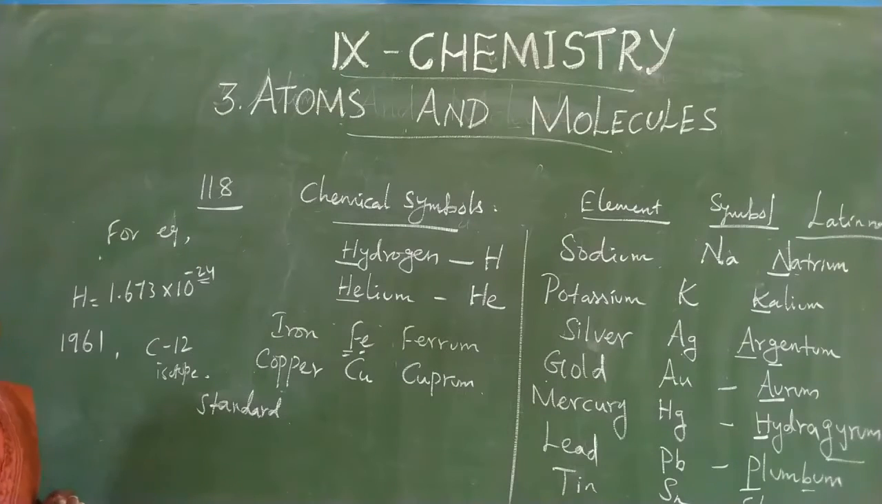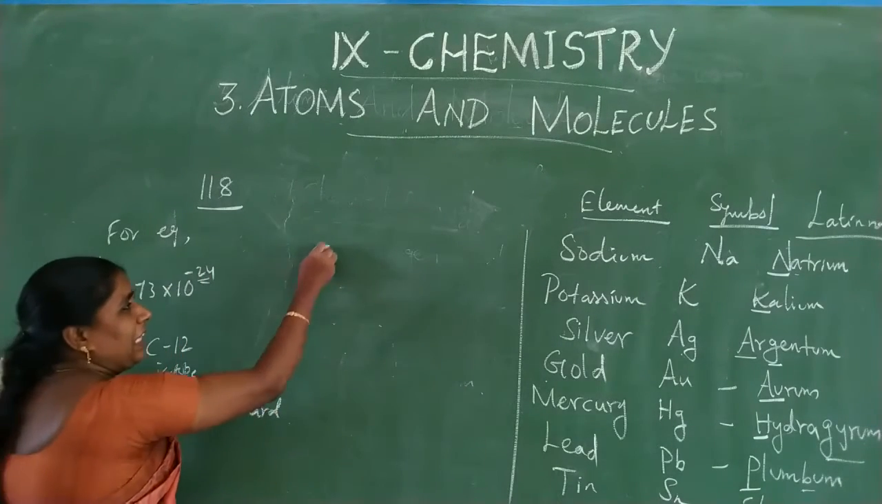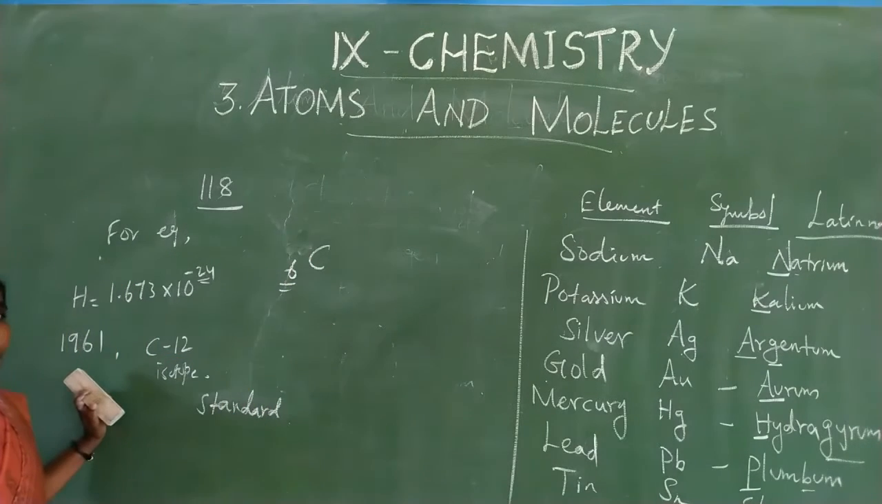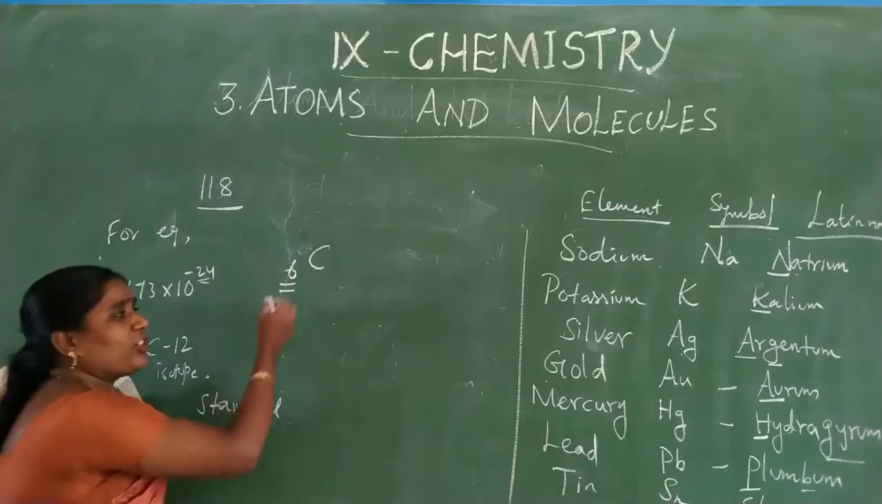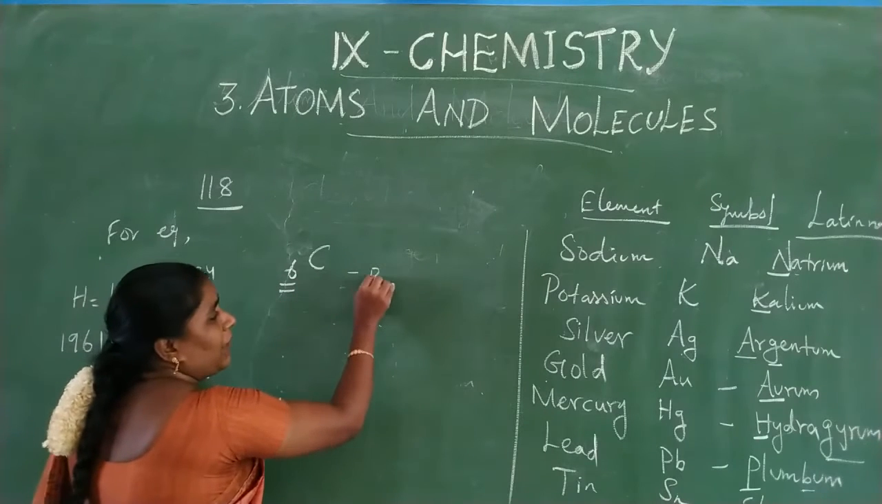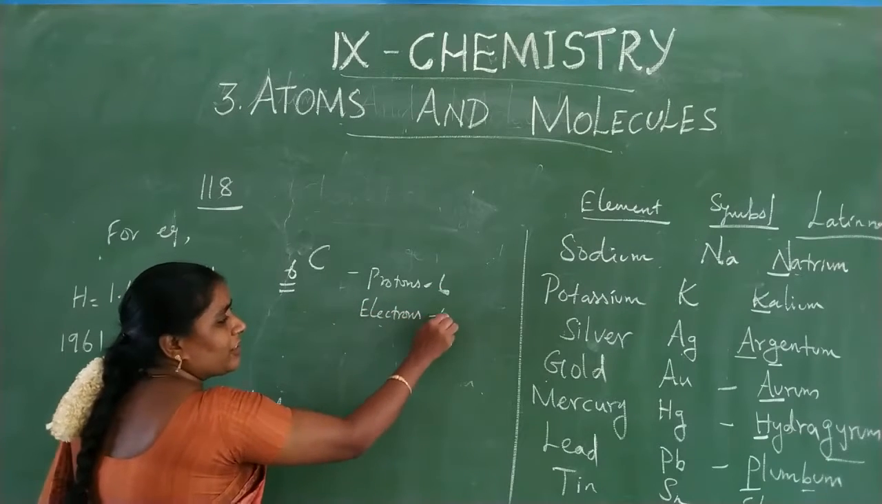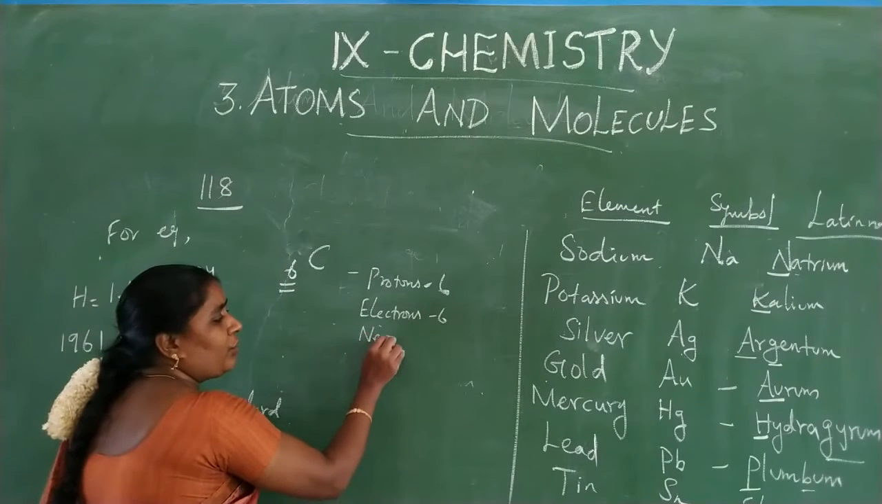So how will you calculate? Do you know what is meant by the carbon 12 isotope? For example, carbon is one element. What are the atomic number and mass number of carbon? Do you know the atomic number of carbon? It is 6. Isn't it? How will you calculate the atomic number? The number of protons or the number of electrons is considered the atomic number. For carbon, the number of protons is 6, the number of electrons is 6, and the number of neutrons is also 6.